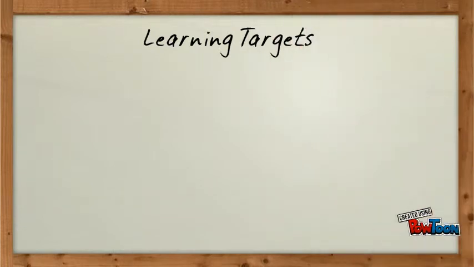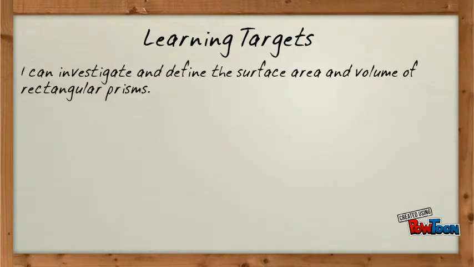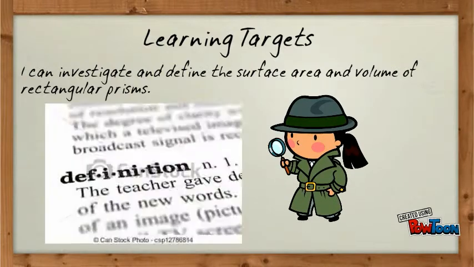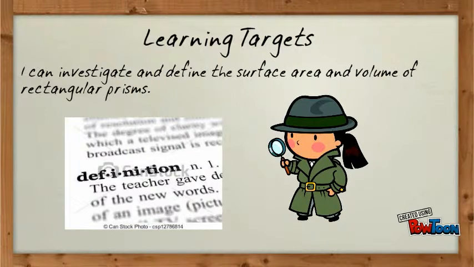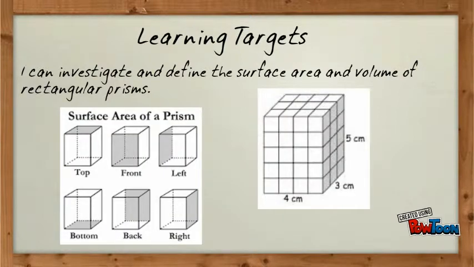Within this formative learning cycle, there are three main learning targets addressed. The first, I can investigate and define the surface area and volume of rectangular prisms. When we decompose this target, our verbs are investigate and define with the subject of surface area and volumes of rectangular prisms. This indicated to my students my expectation for them to use their observations of patterns and models to determine a meaning for both surface area and volume and communicate that meaning through their responses.